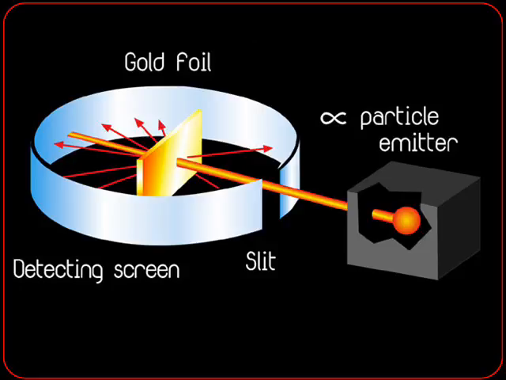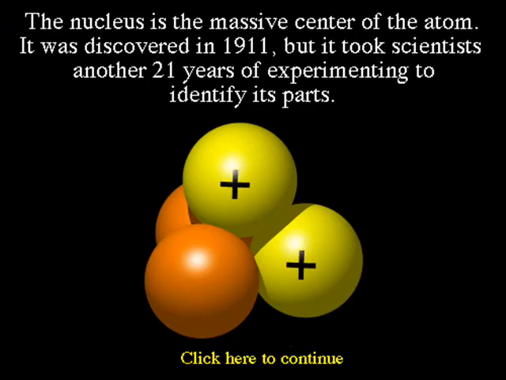The result surprised a lot of researchers. He realized that there was actually a positively charged region with mass, and he realized that the mass of the region must be larger than the mass of the particles shot at it. He called it the nucleus.